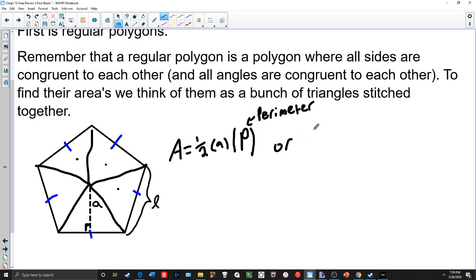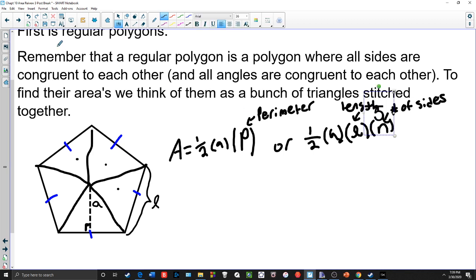Or another way of saying this is 1/2 times A times L times N, where N here is the number of sides and L is the length of those sides.